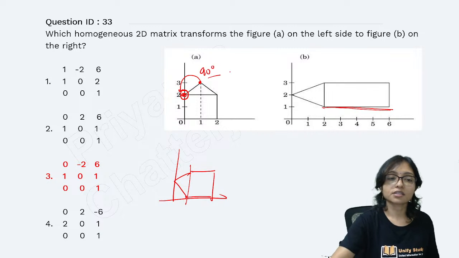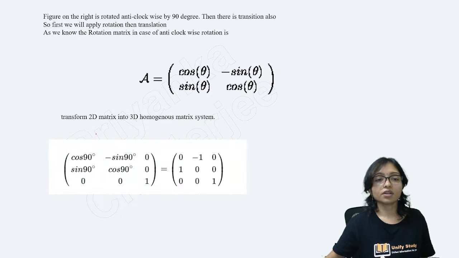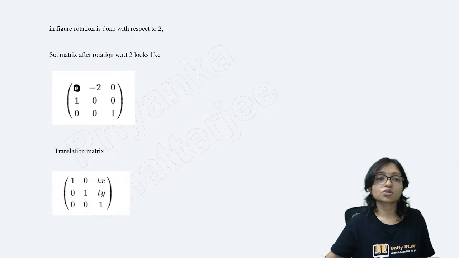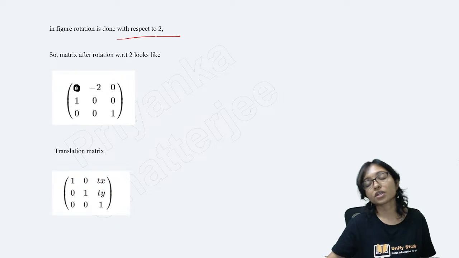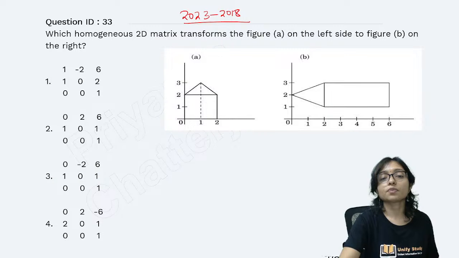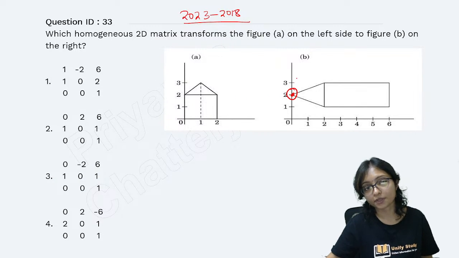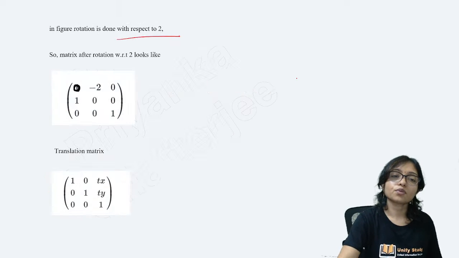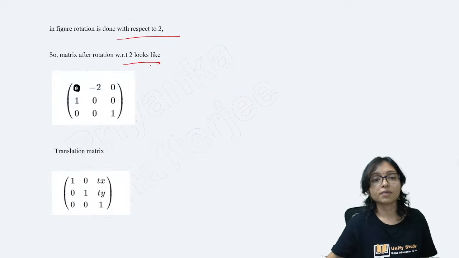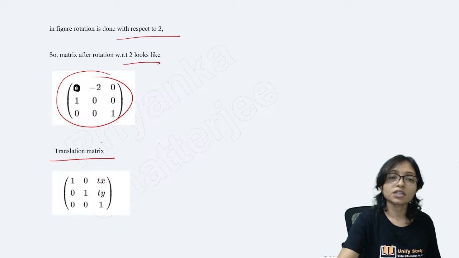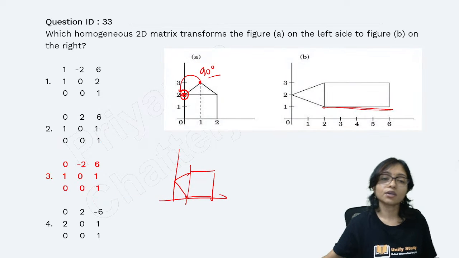After that the translation. Whenever you do a rotation of 90 degrees, you get this matrix. The rotation was happening with respect to this point, and that's why I have to multiply with 2. After multiplying by 2 I get this value. So now we have to do the translation. How much translation? What are the tx and ty values?